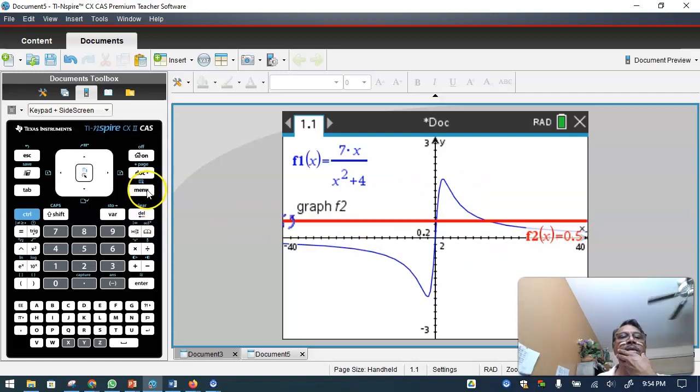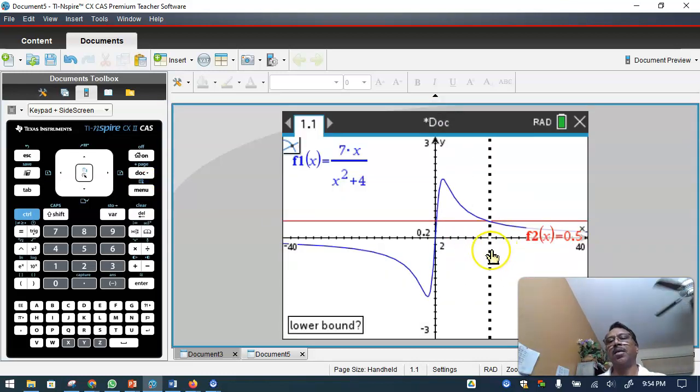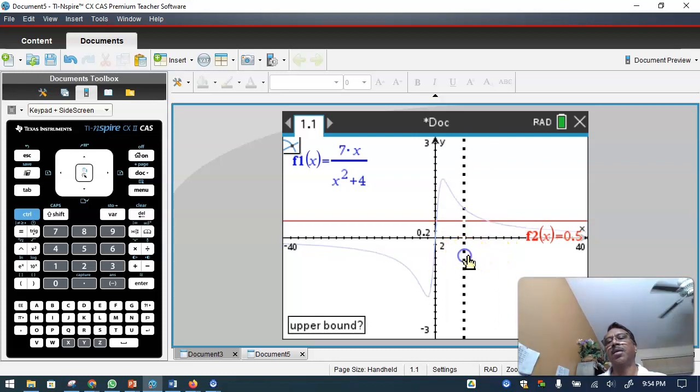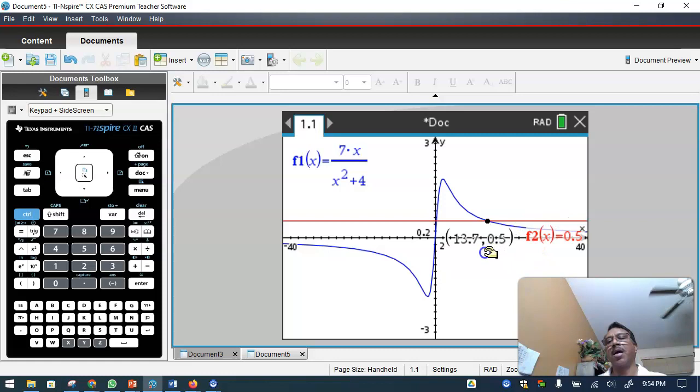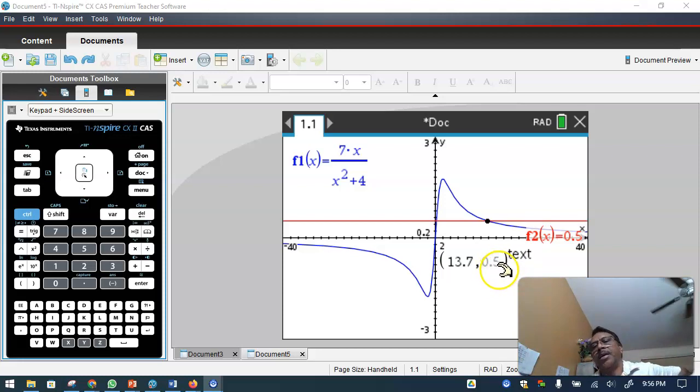So click on menu, analyze, intersection, and now you want to know where they meet. Click on the left side, go to the right side, and there you go. The answer is after 13.7 hours. This is exactly 13.7, but then you can put 13.71. So exactly at 13.7 hours, the concentration is 0.5 milligram per liter.